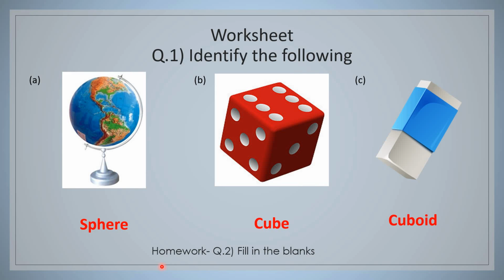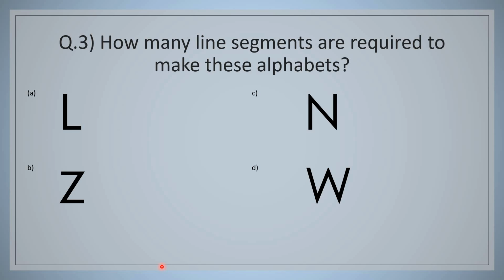In the second question, you have to basically identify and write the number of vertices, edges, and faces that are given for the particular shape. That has already been taught to you in the earlier videos. So you can have a look at that and refer to it for answering this second question, that is fill in the blanks. Moving to the third question, how many line segments are required to make these alphabets?